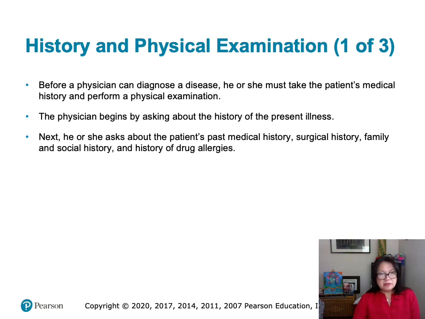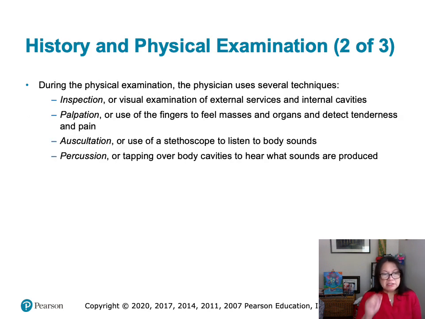Next, he or she asks about the patient's past medical history, past surgical history, family history, social history, and history of drug allergies. All of these details help point to a particular disease or eliminate a particular disease as the cause of the patient's problems. After taking the patient's history, the physician performs a physical exam to look for signs.